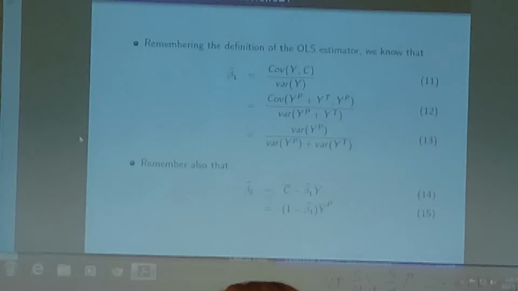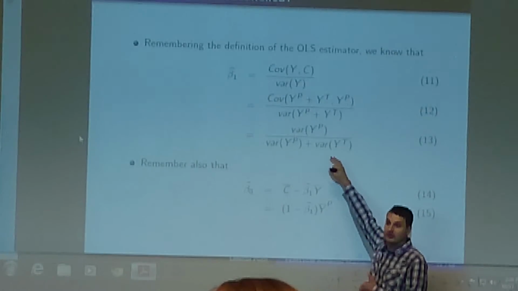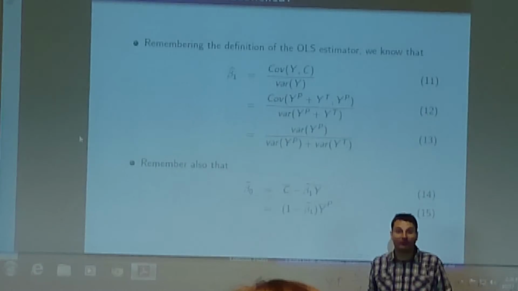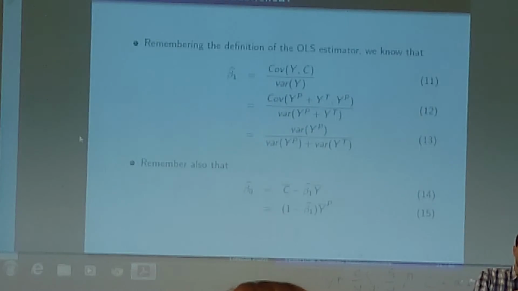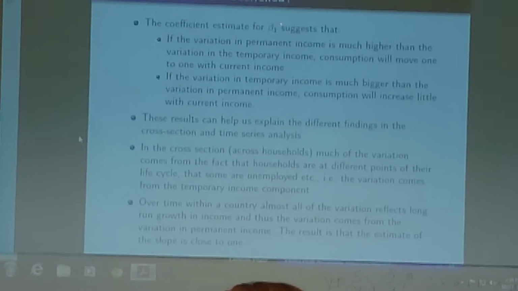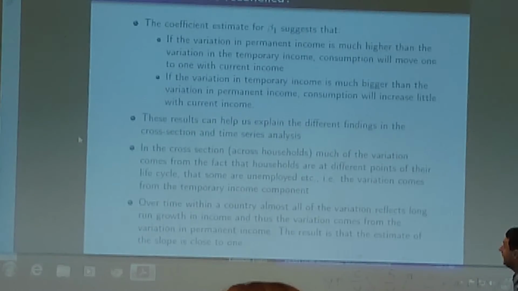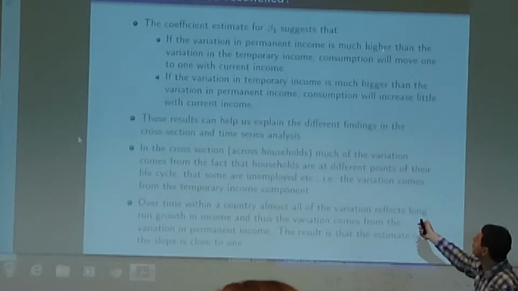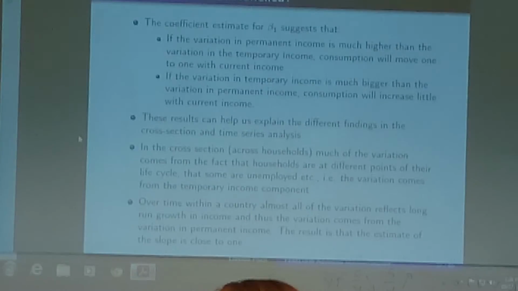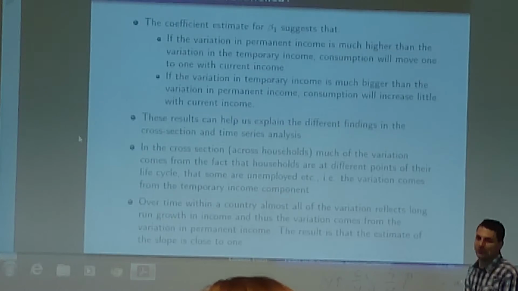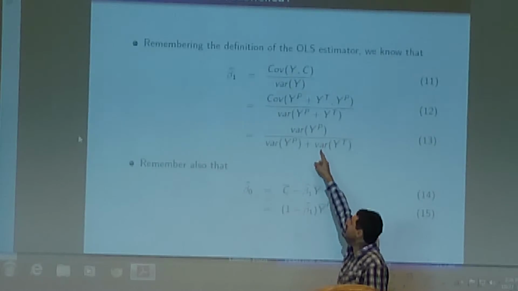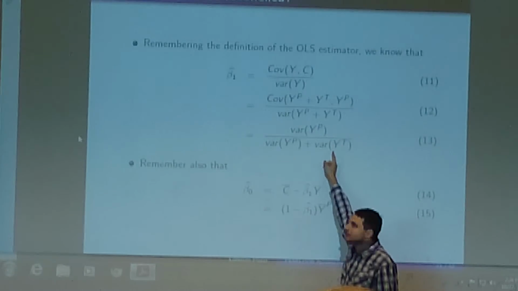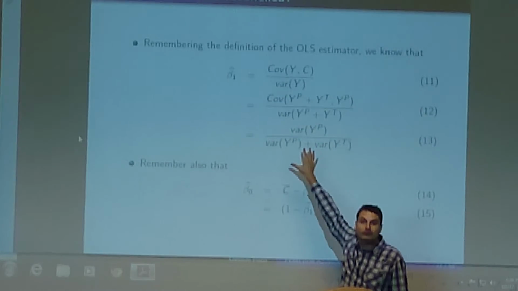What do we need to look at? Well, we need to look at the relative variance, the variance of permanent income versus the variance of transitory income. Depending on how these are, we will end up in either the one situation or the other situation. So, the coefficient beta suggests that if the variation in permanent income is much higher than the variation in temporary income, consumption will move one-to-one with current income. Well, how do you see that? If the variance in permanent income is very high, then this term will not play a big role, and this will go towards 1.